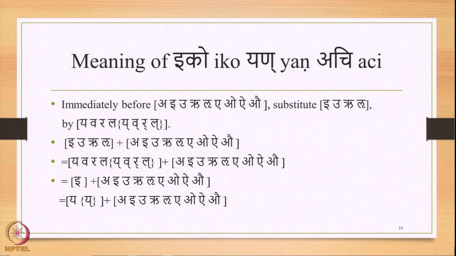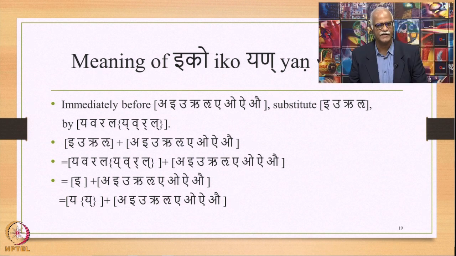What it means is, if we replace Ik by what it stands for, Yan by what it stands for, and Ach by what it stands for, and follow the meanings of the cases, we can write the meaning of this sutra like this. Immediately before A, E, U, Ru, Lu, A, O, I, O, immediately before this set, substitute E, U, Ru, Lu by Ya, Va, Ra, La consonants. That is the meaning.